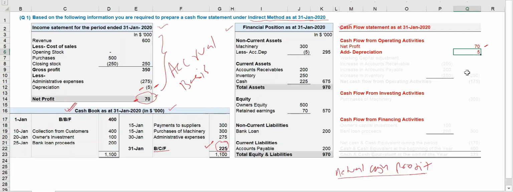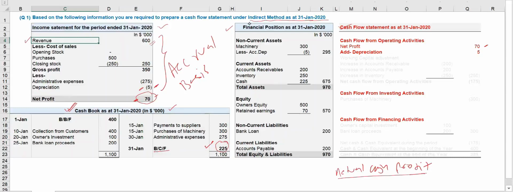Now let's look at the other items in the income statement. First of all, we'll look at the revenue. So revenue is 600,000 US dollars. Is this the actual cash revenue, actual cash sales? It is not. Why? If you look at the cash book and the financial position, you can come to a conclusion which is not the actual cash sales.